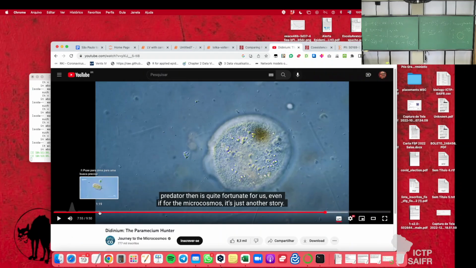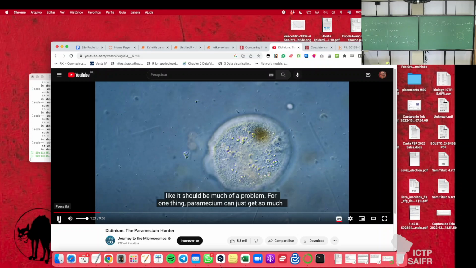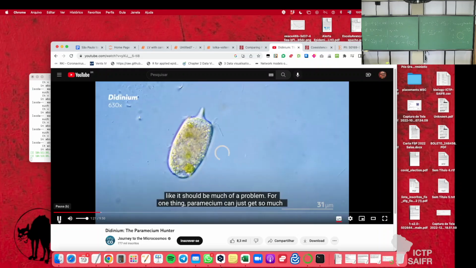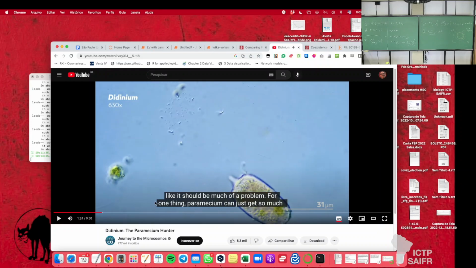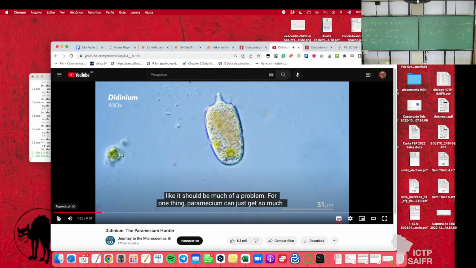Okay, let's try. Come on. This is the predator. It has this cilia, which is like swimming. And here he has a protuberance, which is where he actually can prey on the prey.